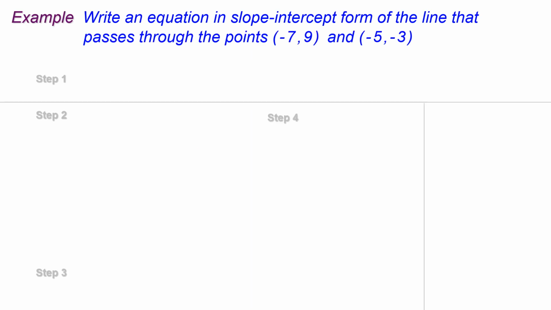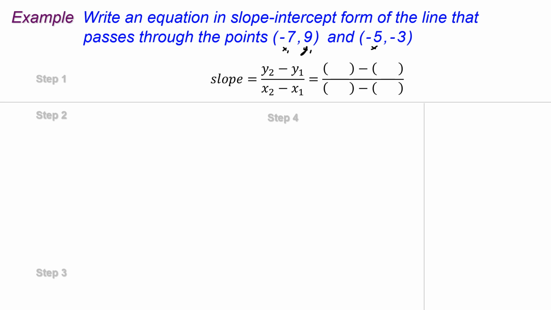All right, now what about if you're not given the slope? Here, we have to write an equation in slope-intercept form of the line that passes through the points -7, 9 and -5, -3. Remember, step 1 is to find the slope. So we're going to use the slope formula. If you have a graph, you can use rise over run. But slope formula shouldn't be too bad. So we label them x1, y1, x2, y2, and then we substitute them.